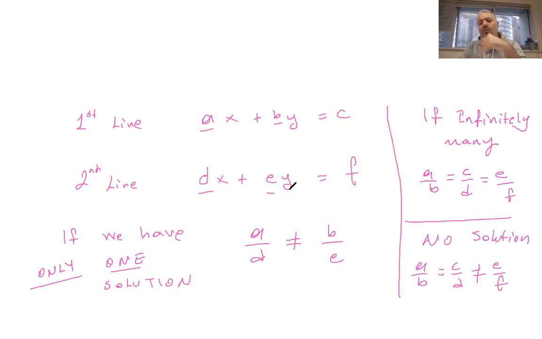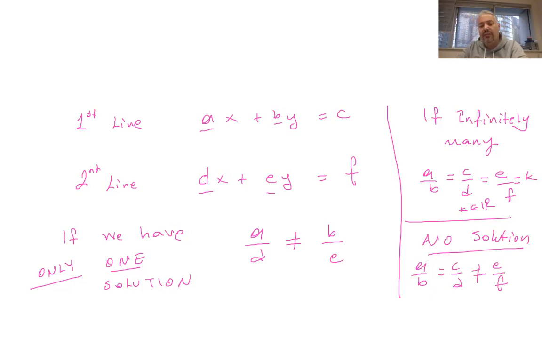Why do we have this rule? The proof we are not talking about now. We are just using it, okay? Infinitely many solutions means A over B is equal to C over D is equal to E over F. This is equal to one number, K, any real number. No solution means A over B is equal to C over D, but different than E over F.